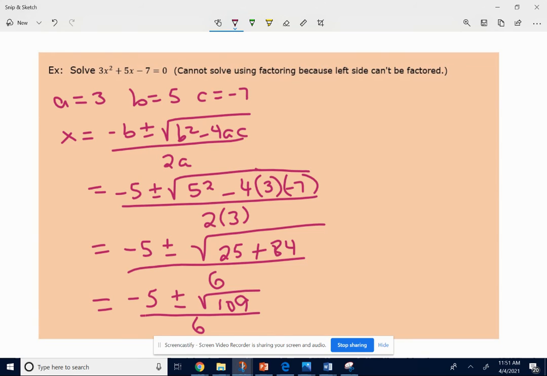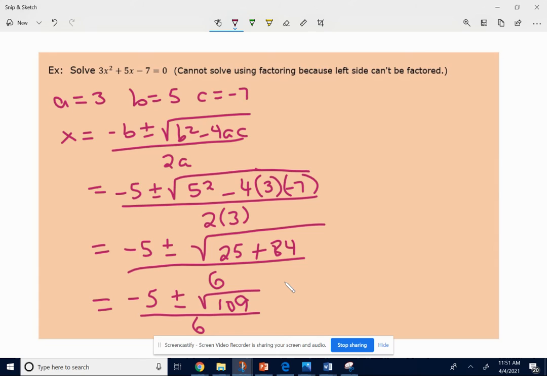That means two things. First of all, it means that my answers are going to be irrational. But it also means that I could not have done this with factoring, I promise. The left-hand side of that original problem could not have been factored down. Otherwise we would have gotten a rational number here instead of an irrational. So what you want to do is just use your calculator to find the square root of 109.